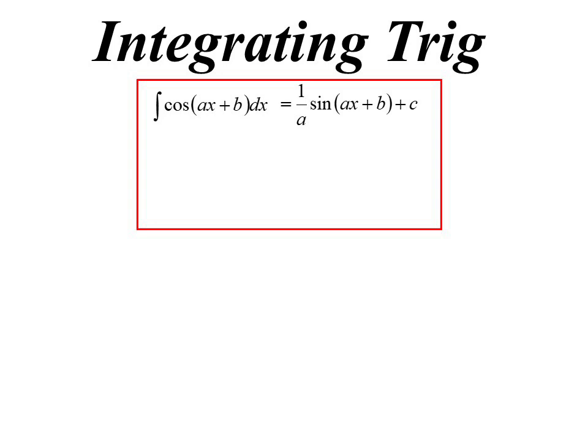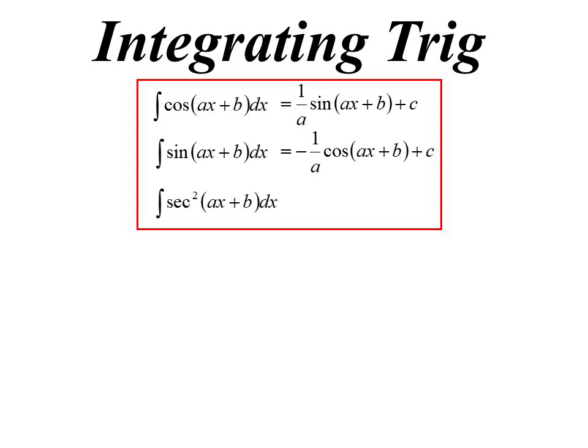If it's a linear function, then out the front I'd have 1 over the coefficient of x. Think of it that way, so 1 on a. Sine, well, that'll end up being negative cosine, because when we differentiated cos, we got negative sine. Now this is where we've got to be careful, where the negative is, because when we differentiate cosine, we get negative sine, but it's when we integrate sine, we get the negative.